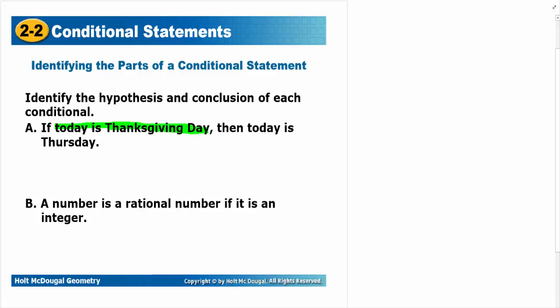So, in this problem, if today is Thanksgiving Day, well, this is going to be your hypothesis. And then again, notice what I highlighted. Today is Thanksgiving Day. So there's your hypothesis. The conclusion is not the then. It is today is Thursday. So we got your hypothesis and we got your conclusion.